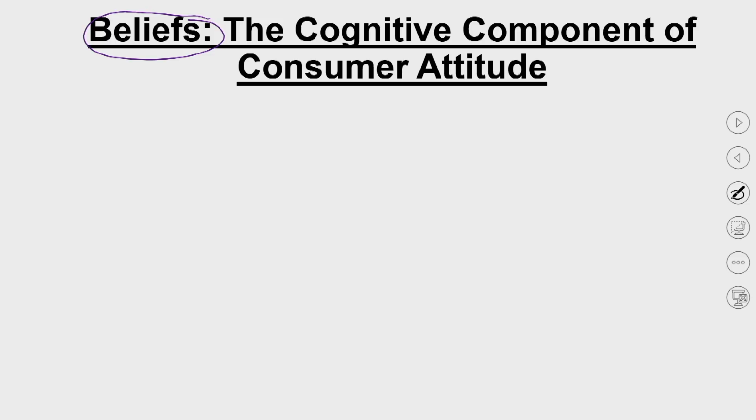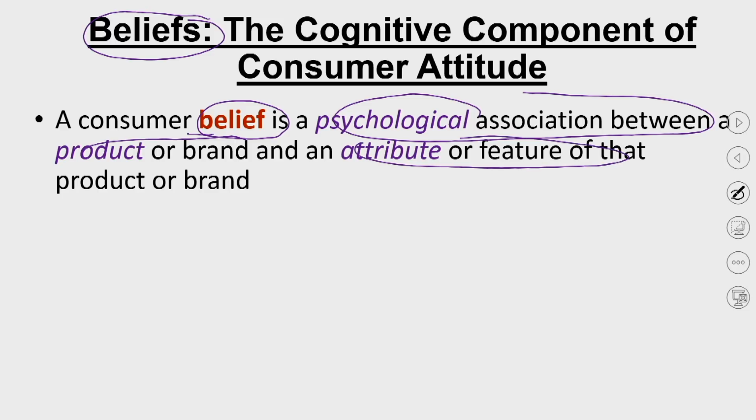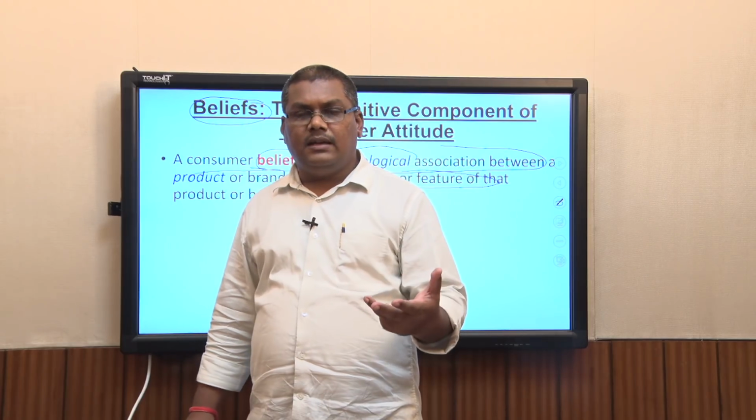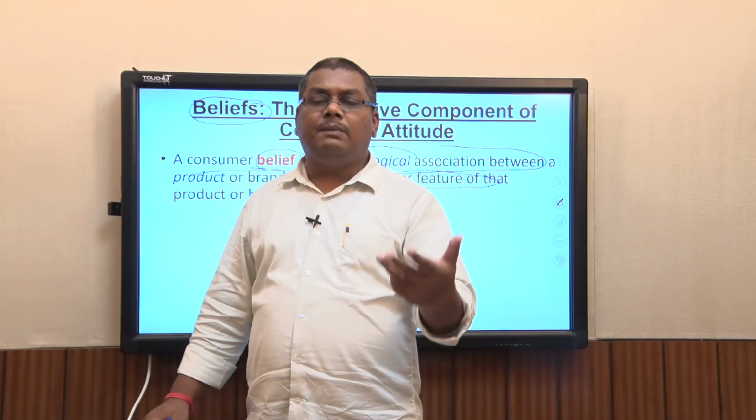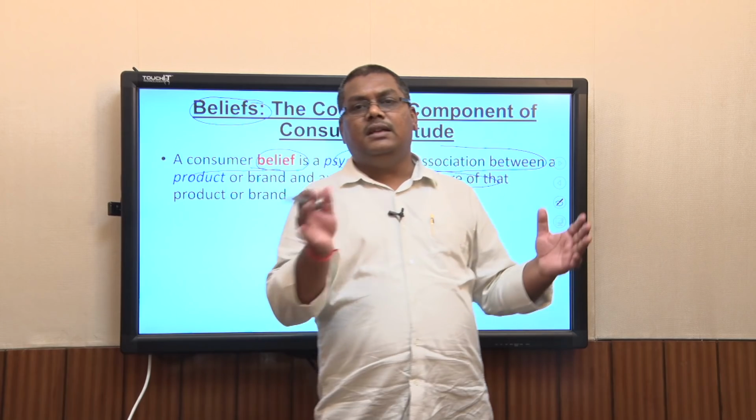Let us see what role this belief, this knowledge, plays in the behavior of the consumer, or consumer psychology. A consumer belief, as I said, is a psychological association between a product or brand and an attribute or feature that particular brand has. For example, Patanjali is a product and it is herbal, and because herbal products are good for use, Ayurvedic products are good for health, Patanjali is a good company.